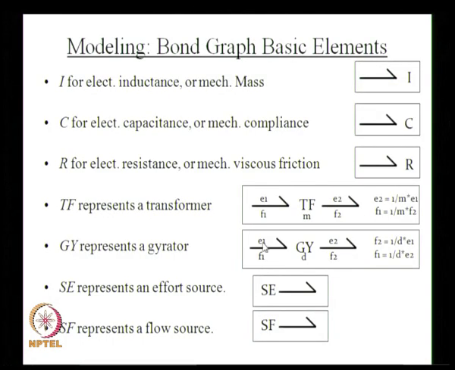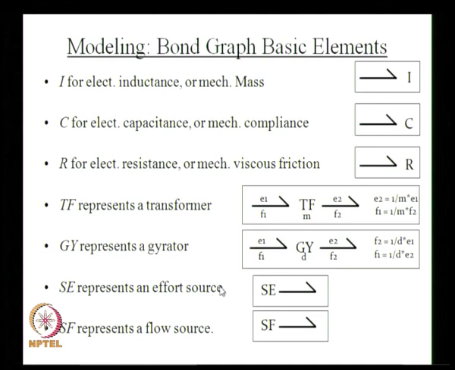So we can see E1 related to F2 and F1 to E2, and that relationship is given as F2 is 1 over D E1 and F1 is 1 over D E2. So we are relating F2 and E1, and E2 and F1. That is the relationship for the gyrator.